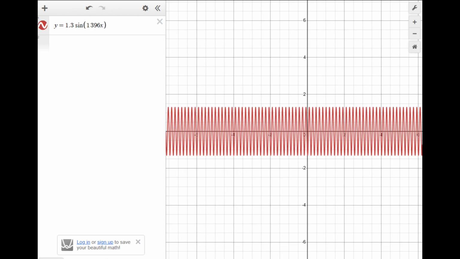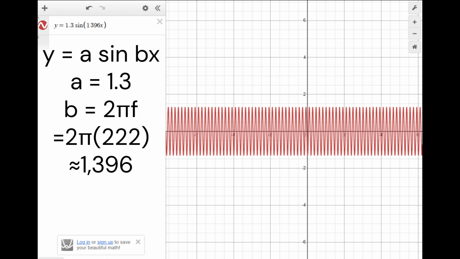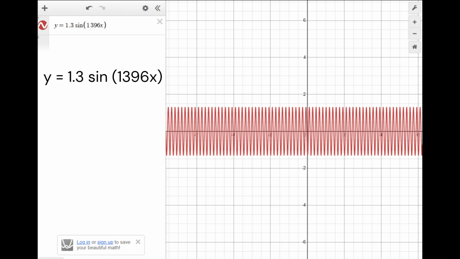Now I can build a trig function that matches the sound wave. I started with y equals a sine bx. I plugged in my values. My a is 1.3, and my b is 2 pi f, which is around 2 pi times 222, which equates to around 1,396. So my final model was y equals 1.3 sine 1,396x.